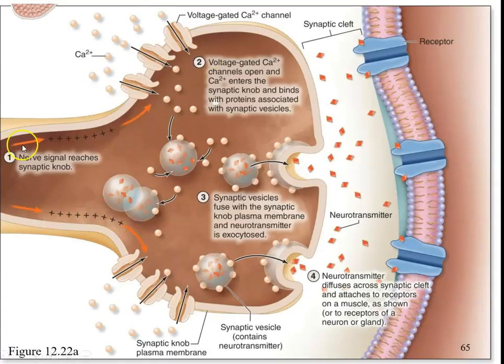So here we've got the action potential that reaches the synaptic knob. Now we're going to have calcium influx into the cell. Calcium is going to trigger the release, or the exocytosis, of neurotransmitter. Neurotransmitter spills into the synaptic cleft, crosses the synaptic cleft, and binds to postsynaptic receptors on the effector cell, either another neuron or a muscle or a gland, okay?